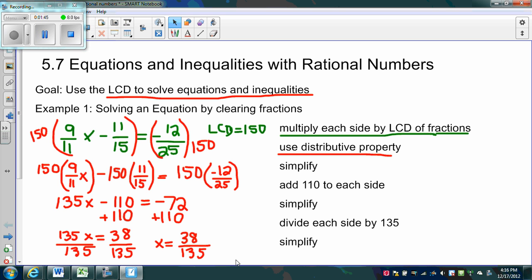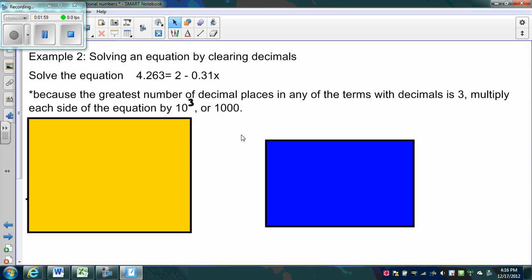And if it simplifies, then you can simplify it. But if it's in simplest form, then you're all done. So in this case, 38 over 135 is as simple as it gets. Can't simplify it anymore. So that was the first method.